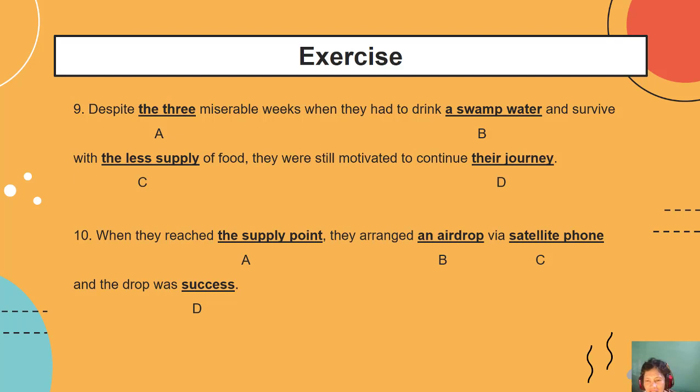When they reached the supply point, they arranged an airdrop via satellite phone, and the drop was success. This one? This one, correct. If it is adjective, successful, it will be correct. But this is noun. That's why we need this. The drop was a success.